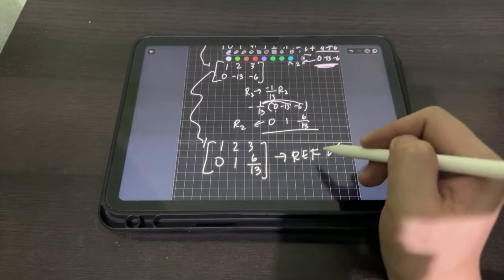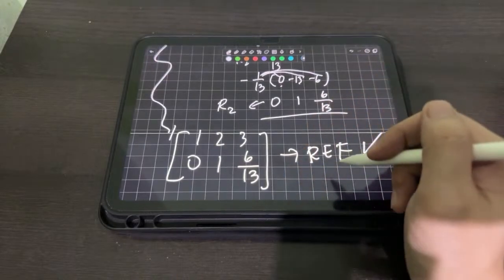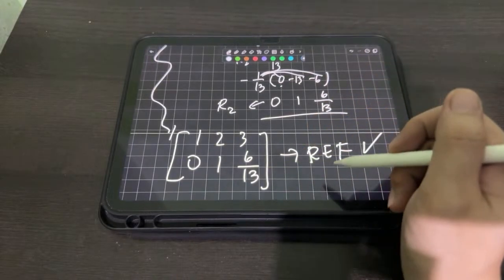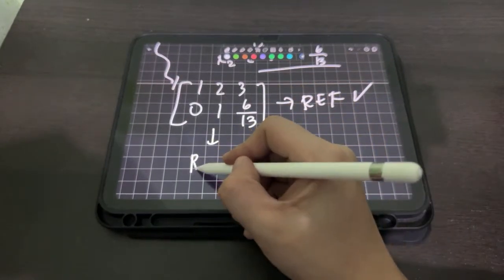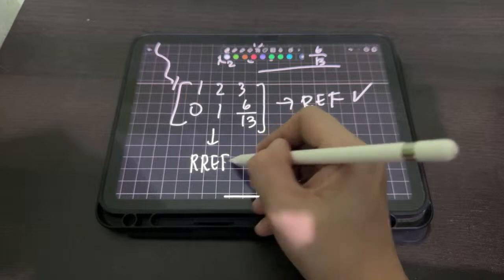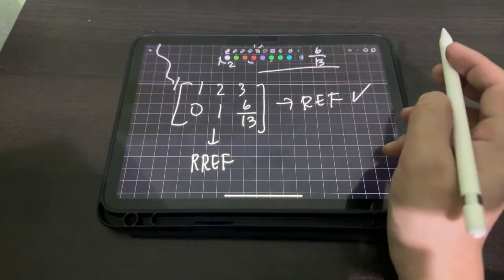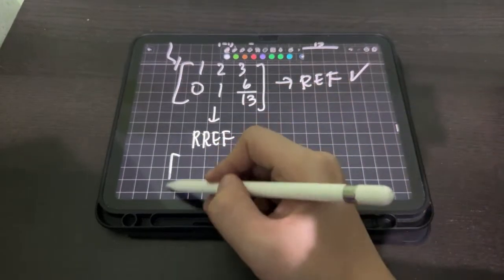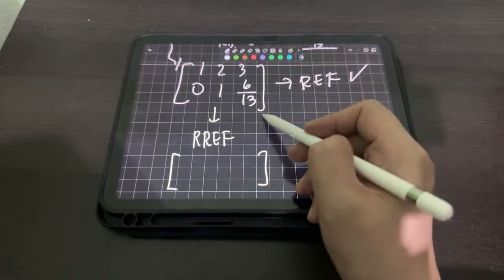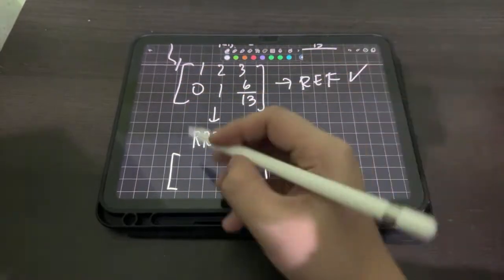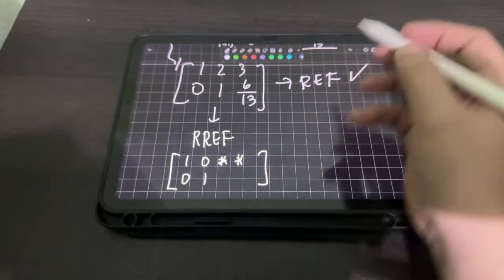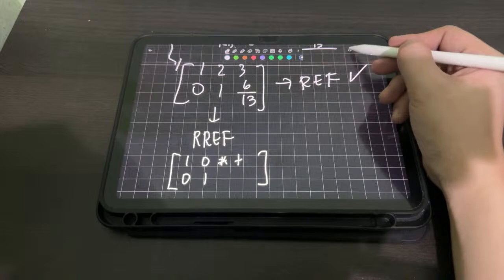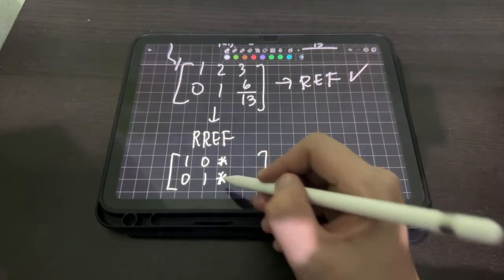Again, REF is not unique. You can have other variations of REF. Okay. Next, what if the RREF? The goal is to convert this REF form to 1, 0, 0, 1, with asterisks, only one asterisk here, then asterisk.